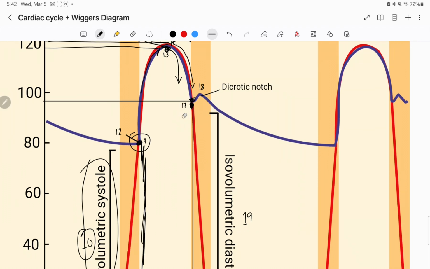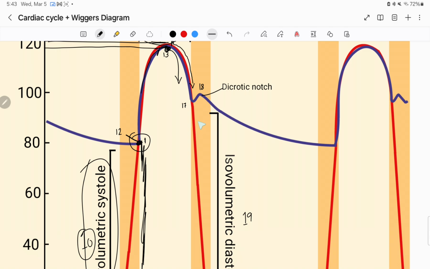Number 18, this little weird bit right here. And this is actually strongly correlated to what we just talked about. When the semilunar valves close, they produce this little bump in the curve called the dicrotic notch. It's a little notch in the curve. But why is it there?